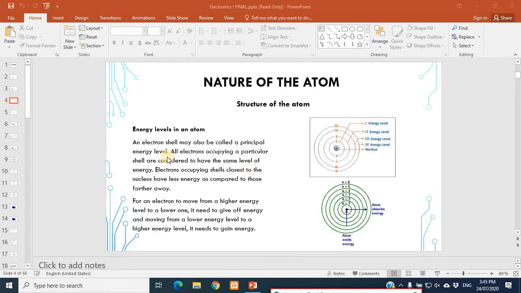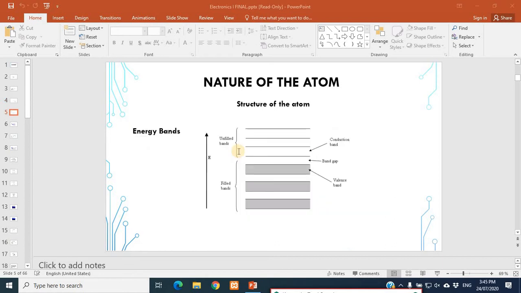And then, like I was explaining earlier on, the various shells of the atom can also represent various energy levels. So now let's move on to the materials. I told you that once we have bonds formed, we are not looking at a single atom, but several atoms coming together to form a material.